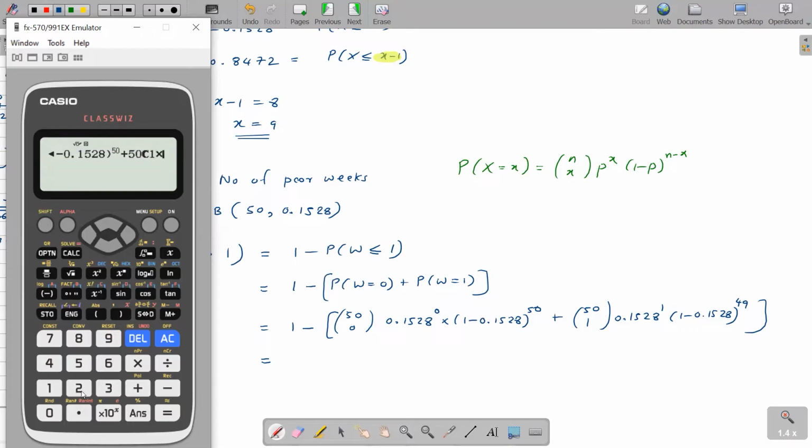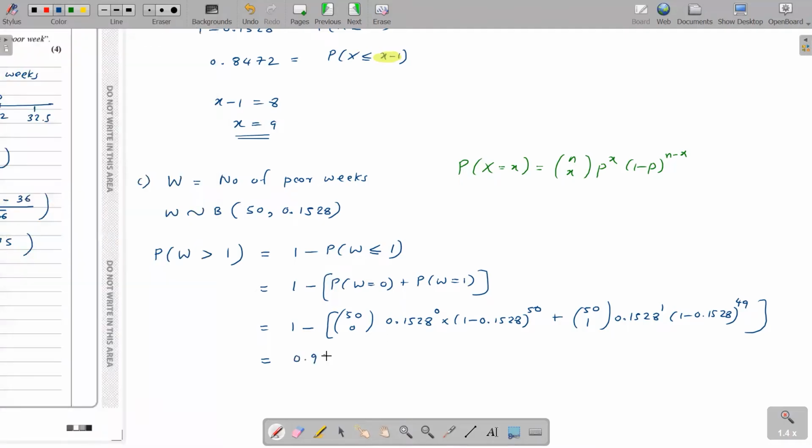50C1 times 0.1528 to the power 1 I should take, into (1 minus 0.1528) to the power 49. So I only type this part, then I have to do 1 minus that answer. 1 minus answer is 0.9974876. So 0.9975 is the answer.